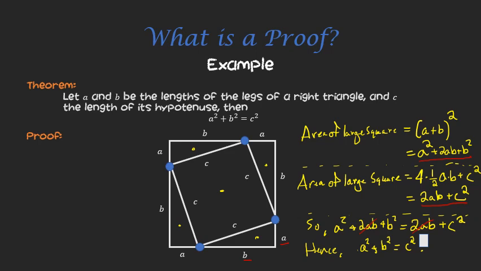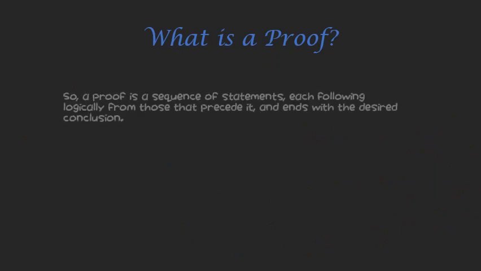So we'll just go through what I would consider a proof. A proof is a sequence of statements, each following logically from those that precede it and ends with the desired conclusion. That's a pretty simple way of putting it, but when all said and done, that is exactly what a proof is. There's this idea that each statement has to logically follow from those that precede it, so that means there shouldn't be big gaps in logic.